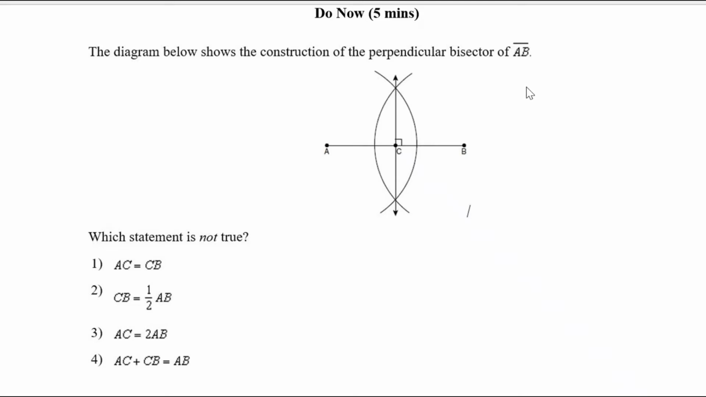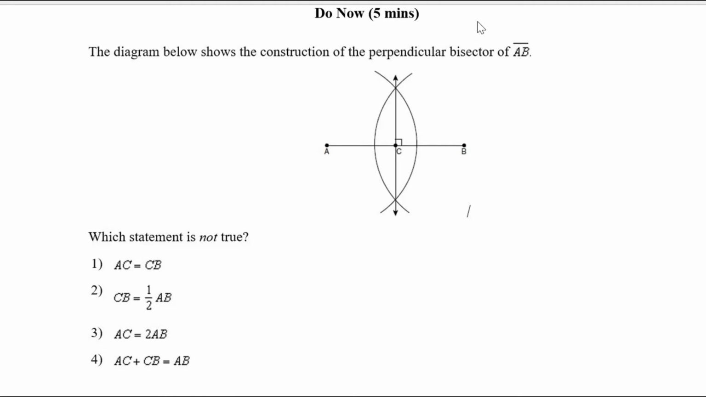In the class, some students asked me to explain the do now and today's lesson on 10/31/2020. All right, so we're going to jump into it. The diagram below shows the construction of a perpendicular bisector of AB.